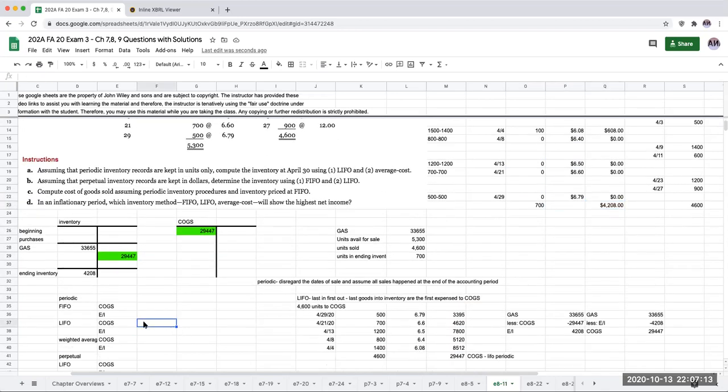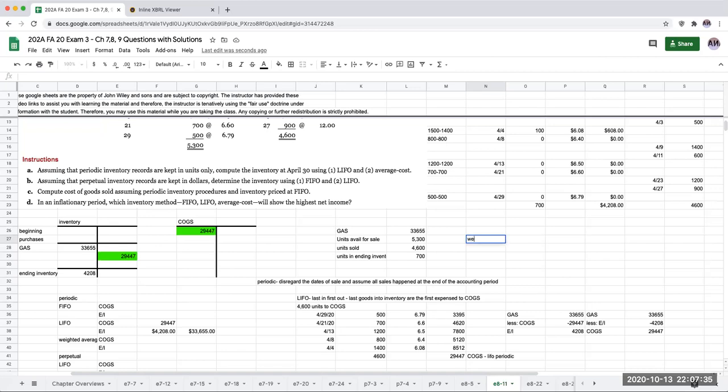So periodic LIFO for cost of goods sold is 29,447. The ending inventory is 4,208. When I add these two up together, I get 33,655. Okay, so weighted average periodic is pretty easy to do.